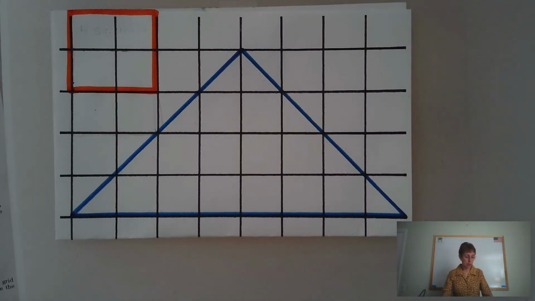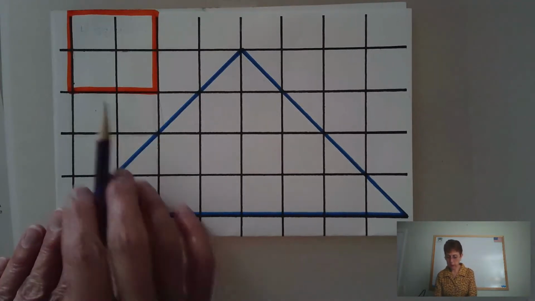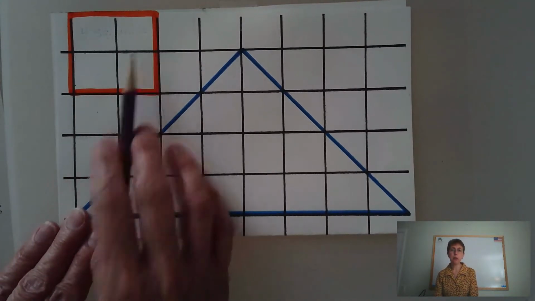We're going to be taking a look at lessons 124 and 125. So let's begin with 124, estimating area. Before we talk about estimating area, let's just take a look at this orange square up here.